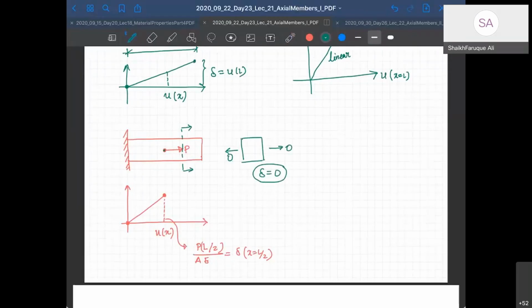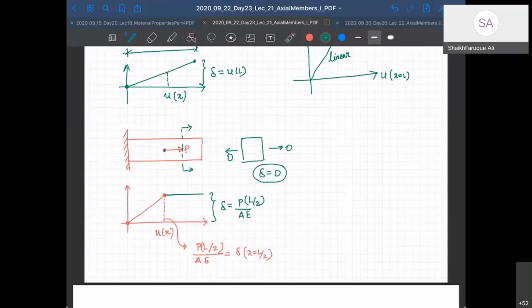But what happens? This point has already moved by this delta value. So these points will move by delta value, right? So at this final point, what is the deformation? Again, the same delta value. And therefore, this deformation is going to be like this. This is also delta equal to P L by 2 AE. Clear? Any doubt here?